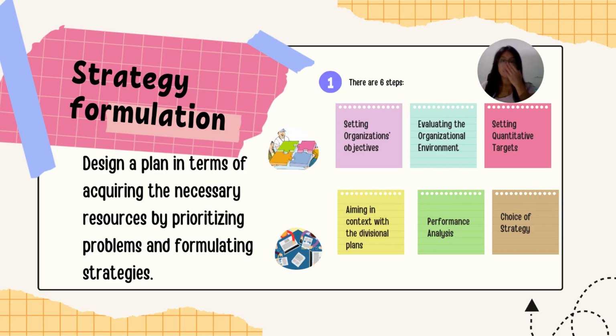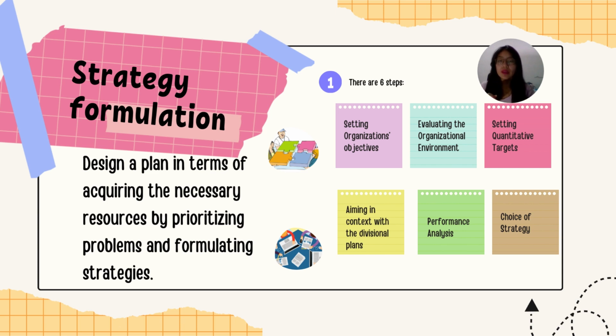Strategy formulation is the process of determining the most appropriate planning for the realization of goals and objectives to achieve the vision. There are six steps. The first, setting the organization's objectives. Establish the long-term objectives of the organization and the factors that influence them. Two, evaluate the organization's environment. Assess the environment by identifying strengths and weaknesses.